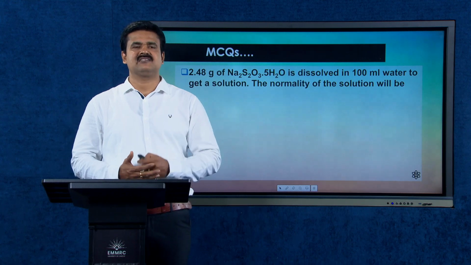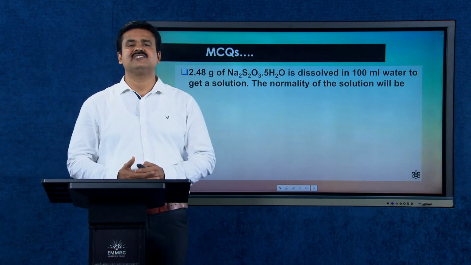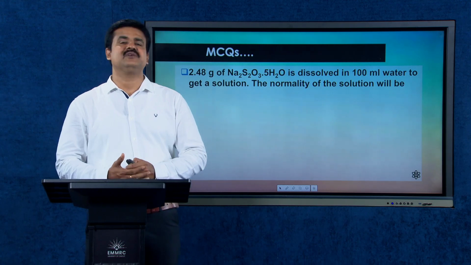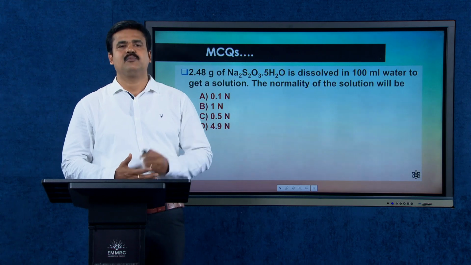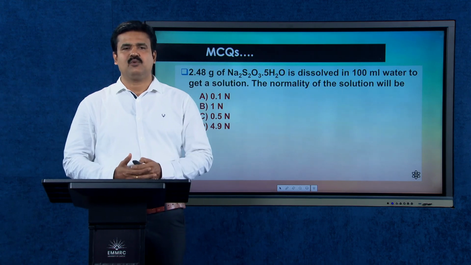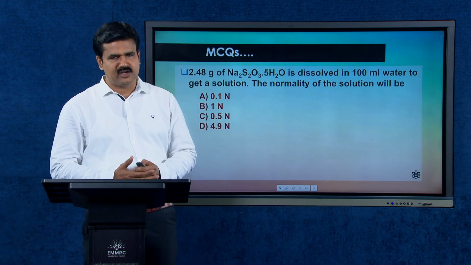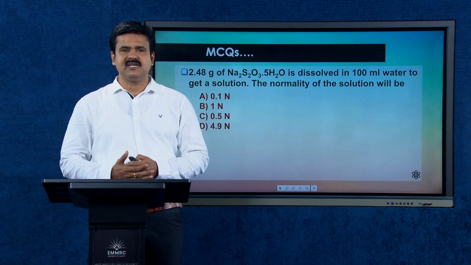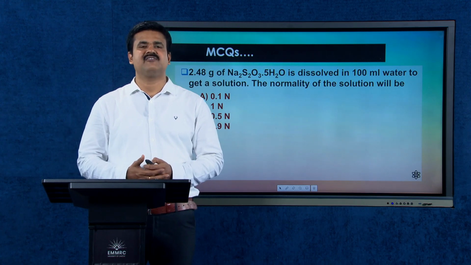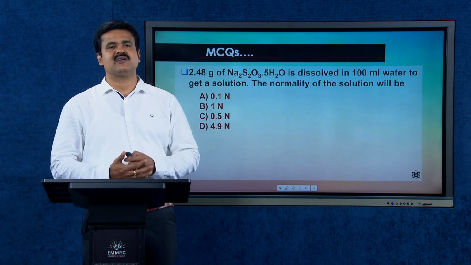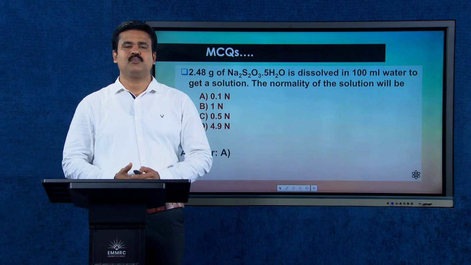This is the last problem. 2.48 gram of sodium thiosulfate pentahydrate is dissolved in 100 ml water to get a solution. The normality of the solution will be: option A 0.1 normal, option B 1 normal, option C 0.5 normal, and the last option 4.9 normal. You can calculate the normality of the solution by using the expression weight per liter divided by equivalent weight. We will get the final result as option A, that is 0.1 normal.